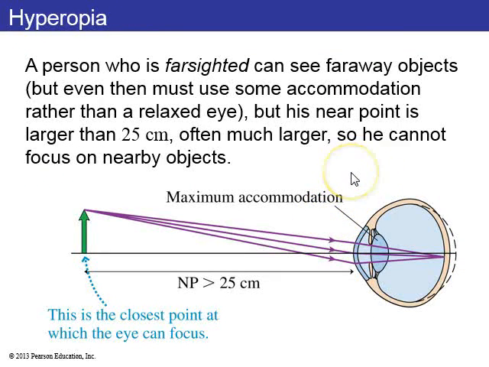So there are 2 main kinds of vision problems you can have, hyperopia and myopia. Hyperopia is called farsightedness. If you're farsighted, you can see faraway objects, but you can't focus easily on objects that are too close. What this means is that your near point, instead of being 25 centimeters, is greater than 25 centimeters. That's called hyperopia.